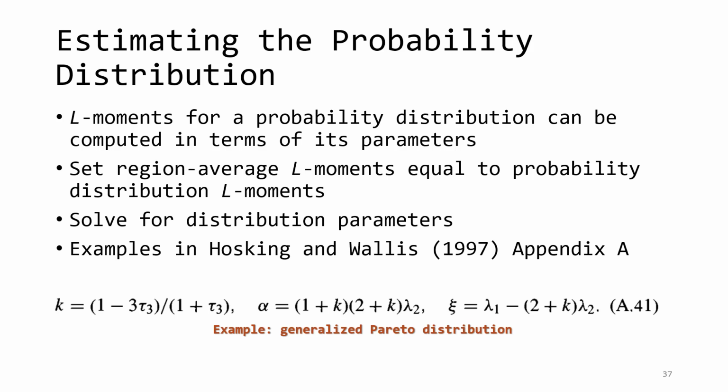The example here is for the generalized Pareto distribution. You could see how you would plug in the region average L moments to get the parameters of a distribution that represents the region. In R, there is a package called lmom that has a number of distributions built in, which will give the parameter estimates when given a set of L moment ratios. It makes fitting distributions to samples using L moments very, very easy.